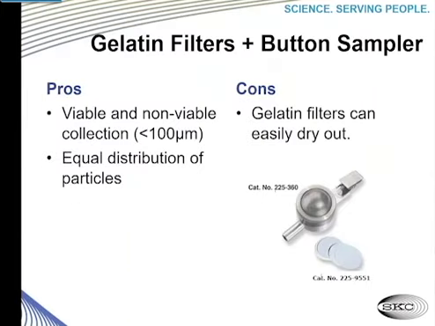Okay, the pros and cons for this sampler. The pros include that it improves collection characteristics of inhalable particles, less than 100 micrometers aerodynamic diameter, and equal distribution of particles. The main issue that you may encounter by using this sampling media is that gelatin filters can easily dry out. So that's the main con here. They cannot be used for longer sampling periods just because of it. That's why we recommend a maximum sampling time of 30 minutes.